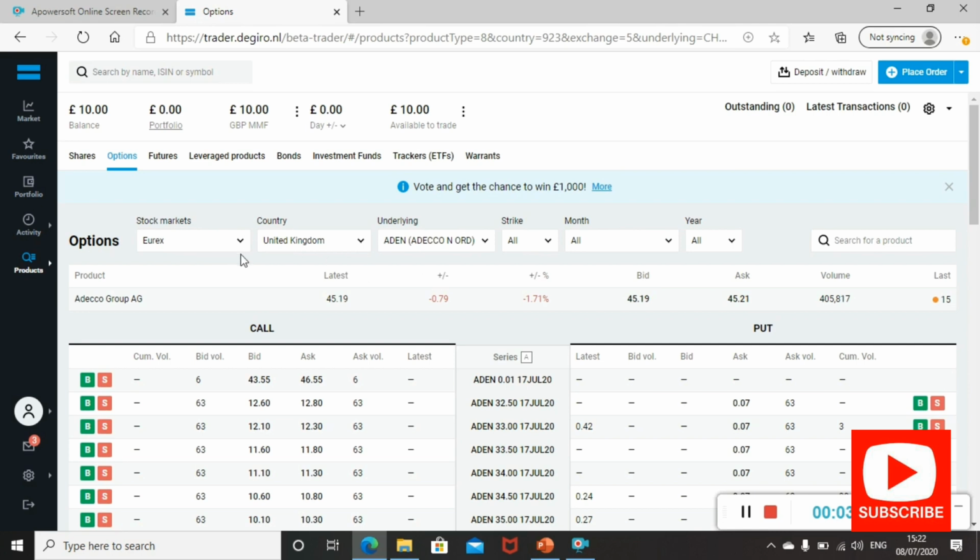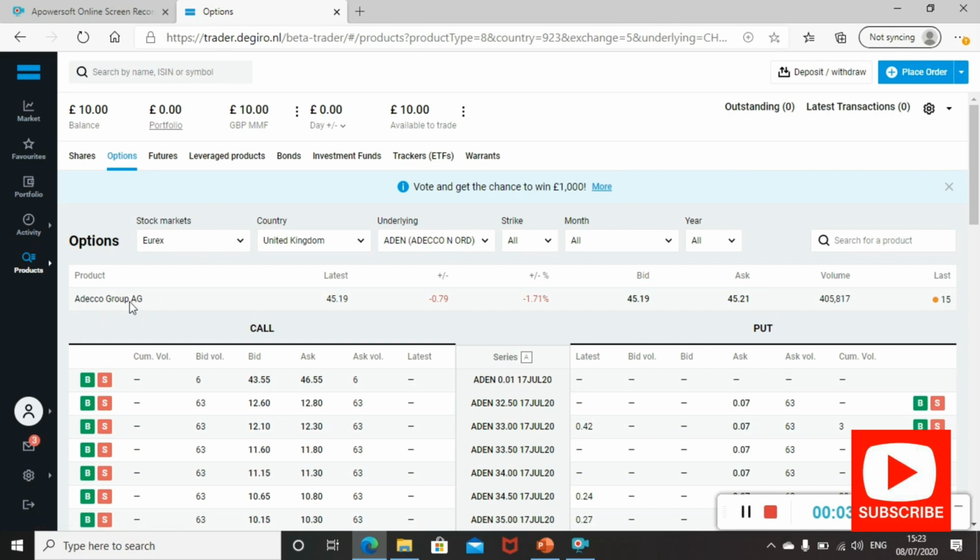Along the top edge, you'll see the filters, so you can filter your screen by market, by country, and then you'll generate a list of underlying products or companies. If you already know the company you're looking for, you have a quick search on the right-hand side, and then it will generate the latest product details below that.